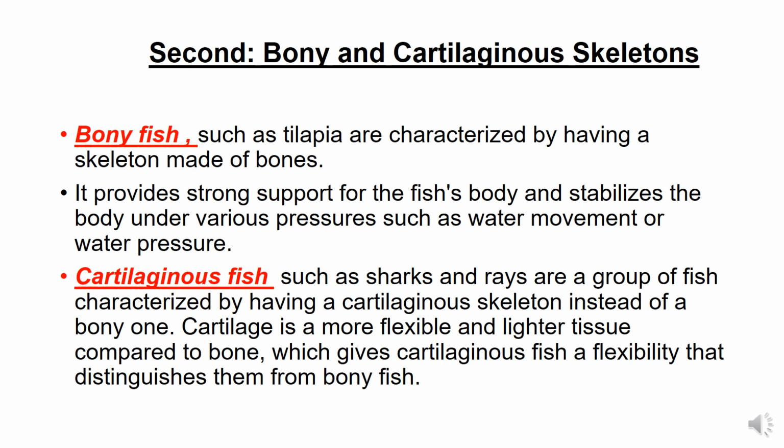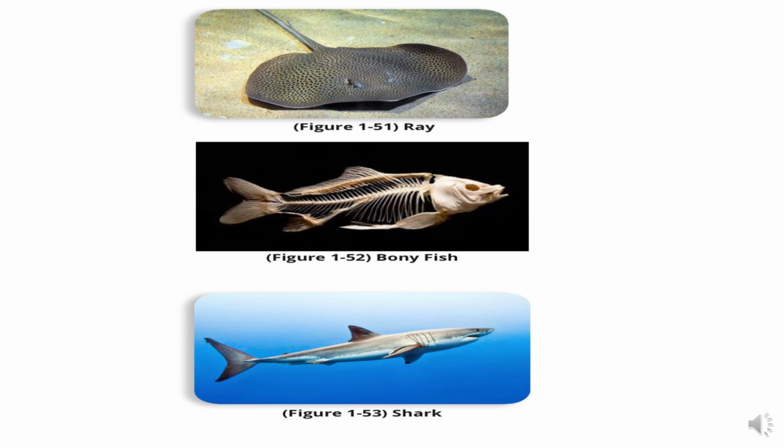Let's start. Bony fish, their skeletons are made up of what? Of course, of bones that provide what? Strong support and stabilize the body. While the cartilaginous fish, such as shark and ray, are characterized by having what? A cartilaginous skeleton instead of a bony one. And the cartilage is more flexible and lighter. Okay, let's now see the picture of the ray fish and the bony fish, which contains a bony skeleton, and the shark.